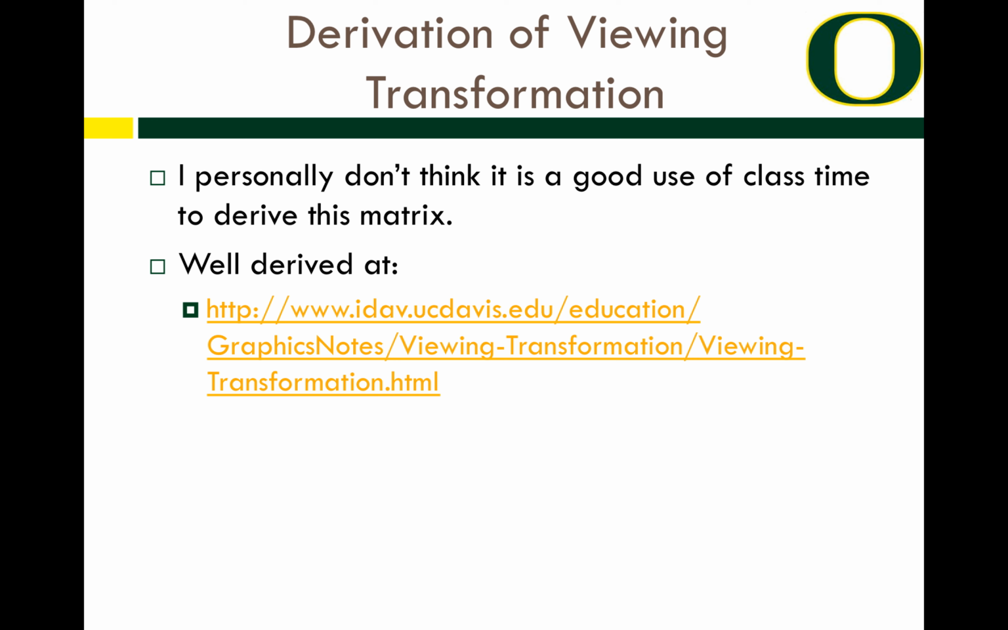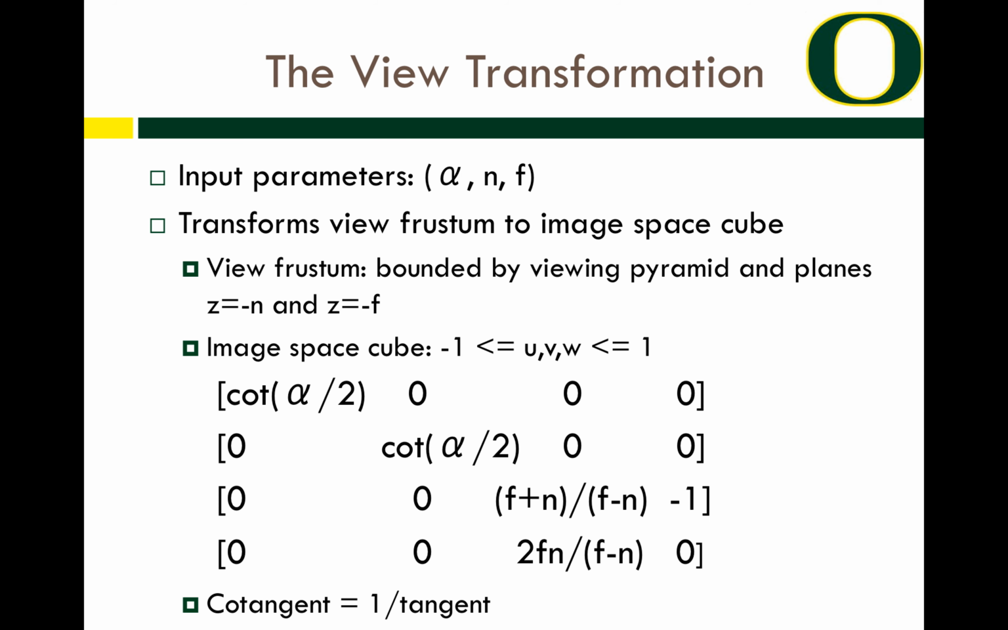So I'm not going to derive the view transform. I don't think it's a good use of class time, but there is a very nice write-up by Ken Joy in his graphics notes, and I encourage you to look at that if you want to understand how the matrix is derived. Instead, we're just going to look at what the matrix is. And so again, it has 3 input parameters: an angle, alpha, a near plane, and a far plane, and it transforms the view frustum to the image space cube.